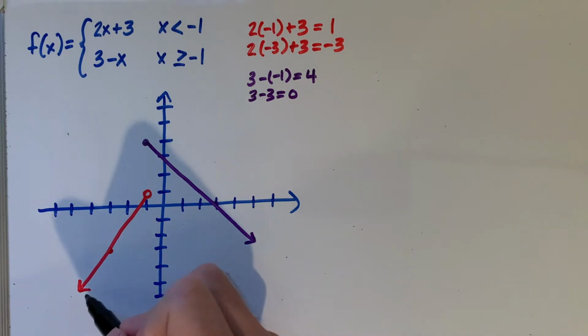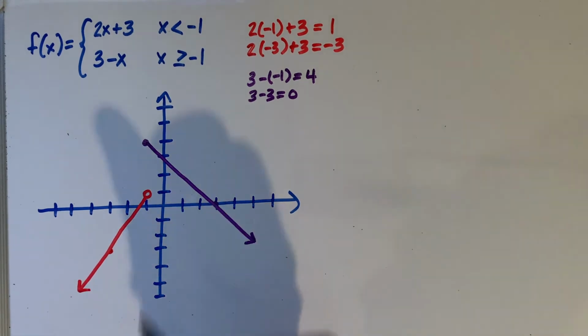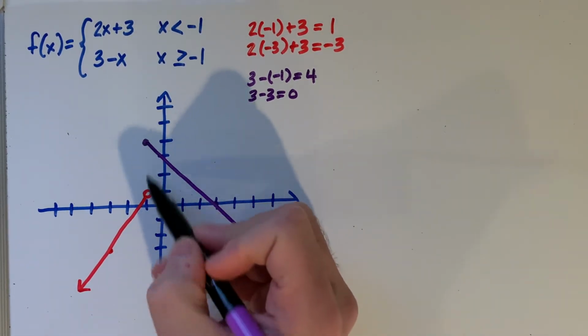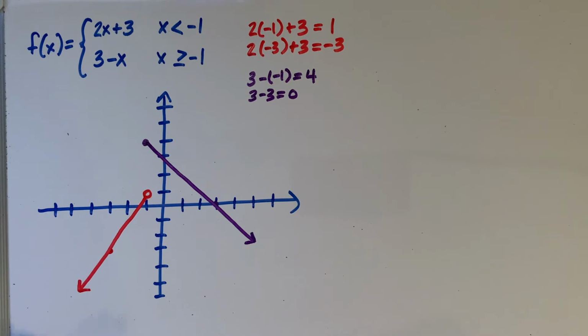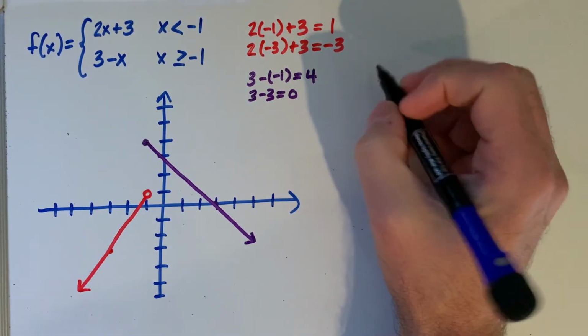So I've drawn each piece of my graph. You can see that there's this clear cutoff at -1. It's a function. I don't want it to be defined in 2 different places at x equals -1. Now there's some other types of functions that you are going to come across as part of this process today.